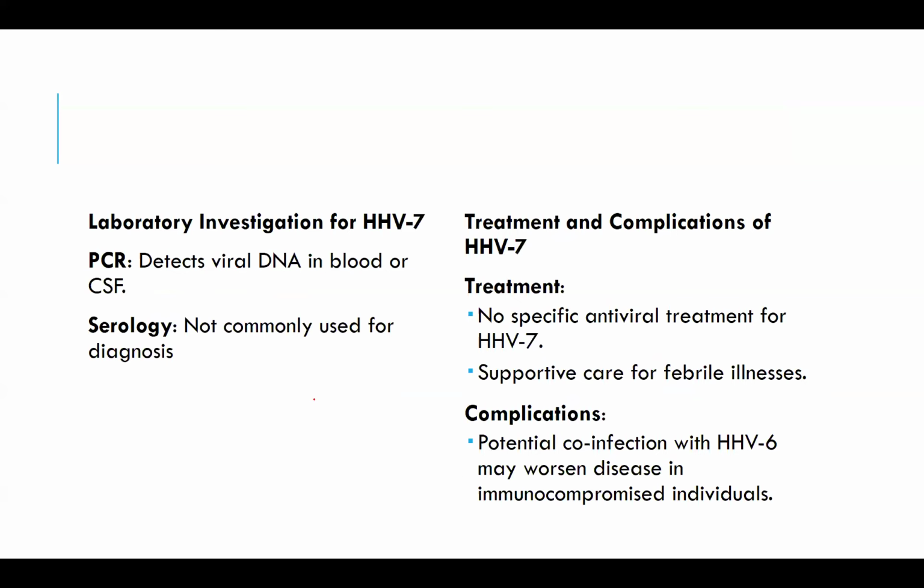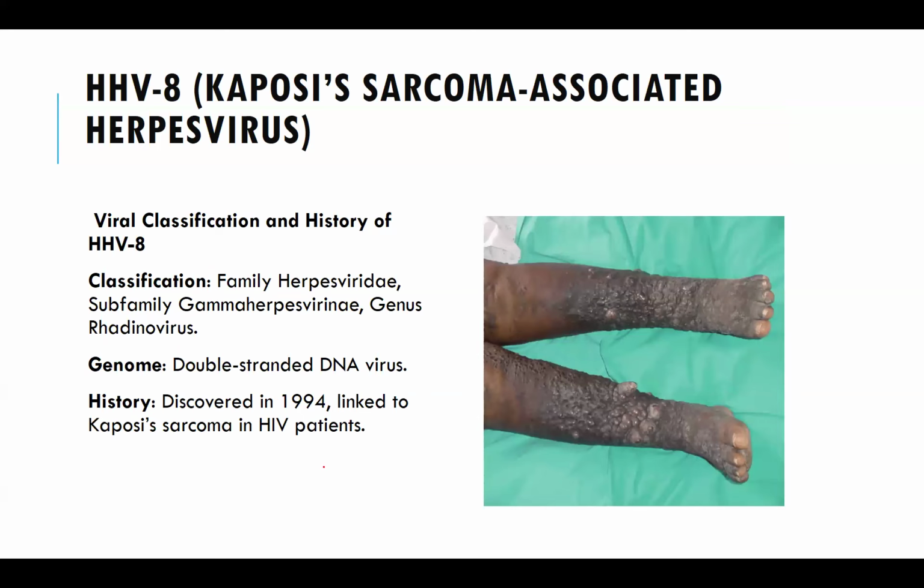In the laboratory investigation for HHV number 7, usually it is only PCR. Whether you have blood or CSF, you can do a PCR, but serology is there, though not commonly used, mostly likely used in research institutions. It has no specific treatment, just like most viral infections, we have to do supportive care. And in terms of complications, if you have both of them, 7 and 6, and you're immunosuppressed, you can have serious complications, including convulsions and even death.